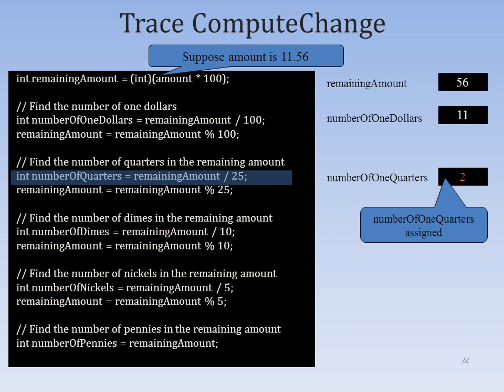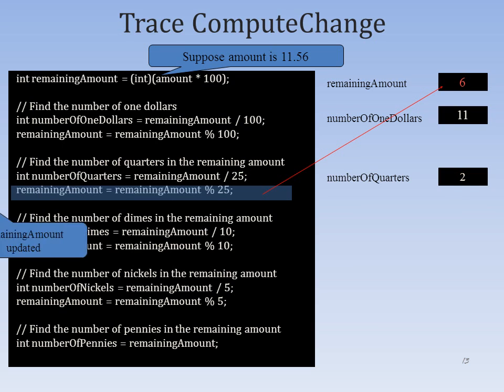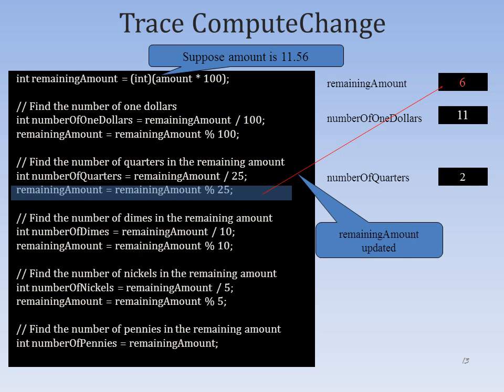So after determining the dollars, our next chore is to determine the number of quarters, in which case we have to divide by 25, and we see that our result is that we have 2 quarters. So we're going to be dividing 56, the remaining amount, by 25, and that gives us the integer 2. Well, we found the number of dollars, 11. We found the number of quarters, 2.